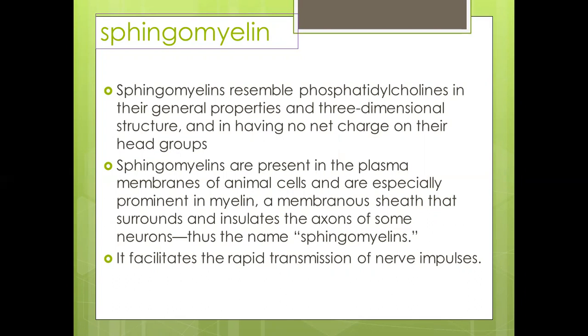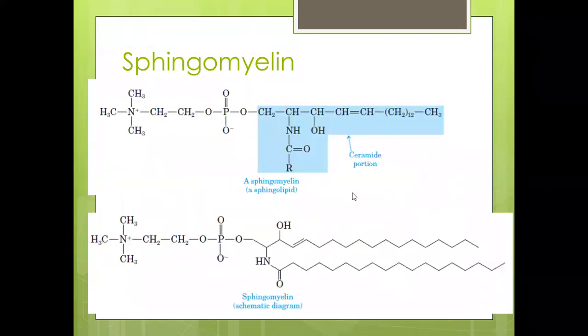The sphingomyelins insulate the axons of the neurons, and it facilitates the rapid transmission of nerve impulses. One of the reasons is that sphingomyelins have the hydrophobic part, but there is a part which is very polar, and with that it can easily transmit signals from one end of the nerve to the other end of the nerve. Again, this is your sphingomyelin. You have here the choline part, and you have your fatty acids here.